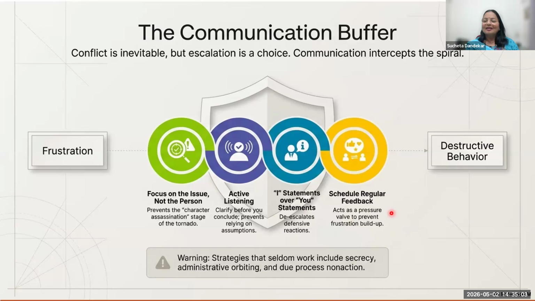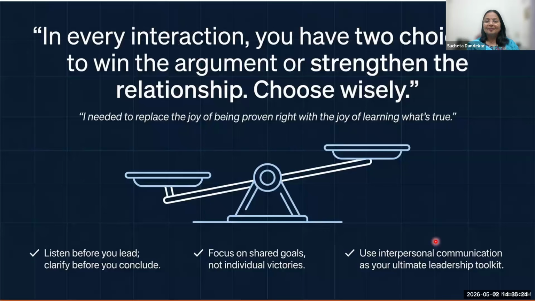Schedule regular feedback. When you have regular feedback, it acts as a pressure valve to prevent frustration being built up. So always remember to do this. Strategies that seldom work, please remember, include secrecy, administrative orbiting, and due process non-action that I mentioned in the beginning.